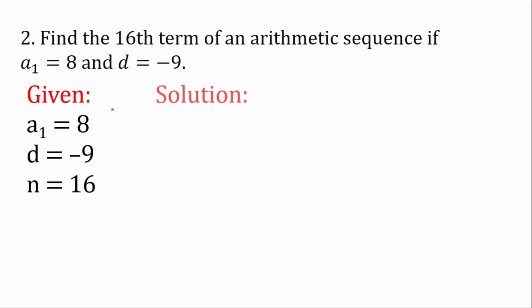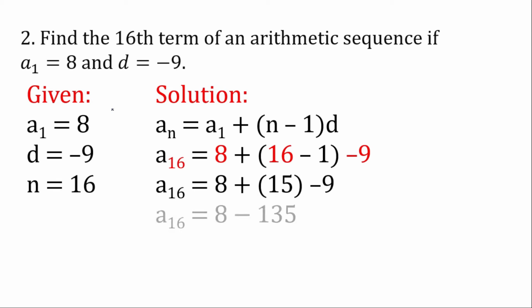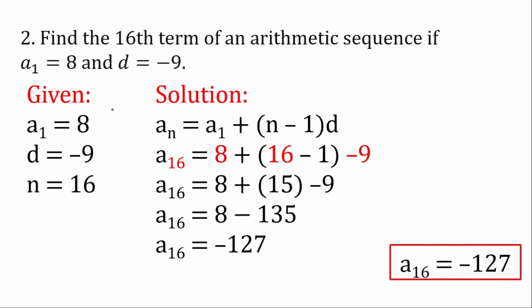Now let's again recall the formula and substitute all the values that we have. The red numbers correspond to the givens that I plug in. Let's start with 16 minus 1. That would be 15. 15 multiplied by negative 9 would be negative 135. So 8 plus negative 135 is negative 127.